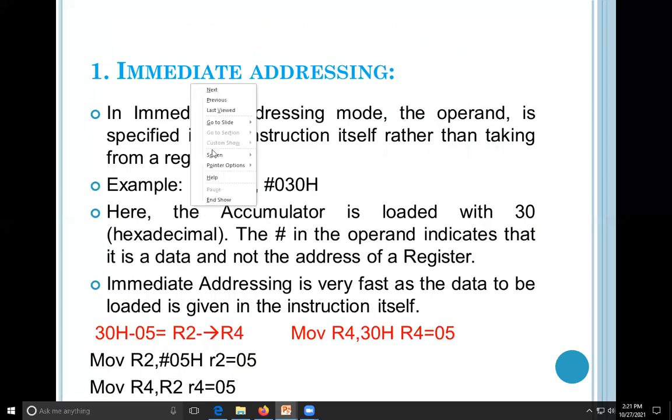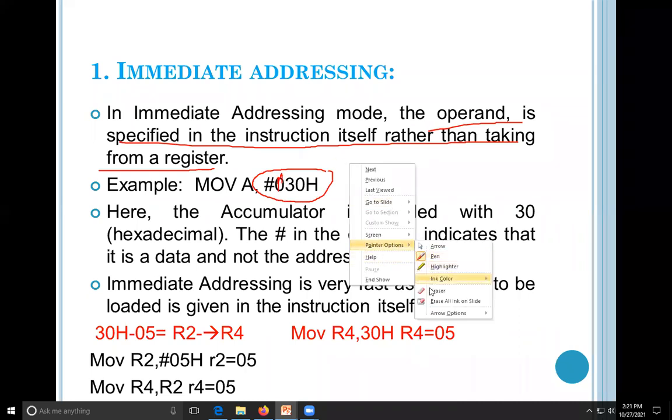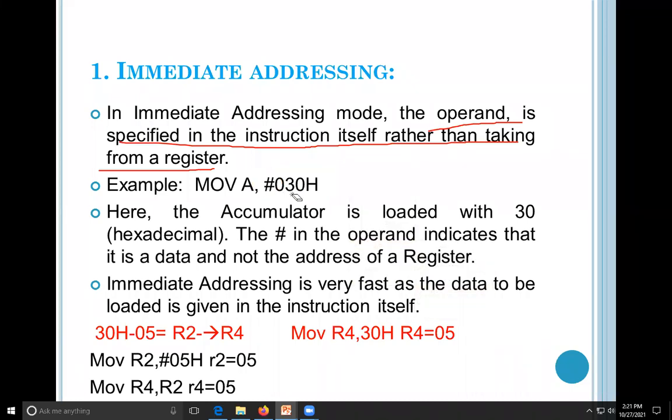First is the immediate addressing mode. In immediate addressing mode, the operand is specified in the instruction itself rather than being taken from a register. For example, in this instruction the operand 30h is the value itself. 30h is a value. It is not a register and not a memory location. It is a direct value, specified in the instruction itself.